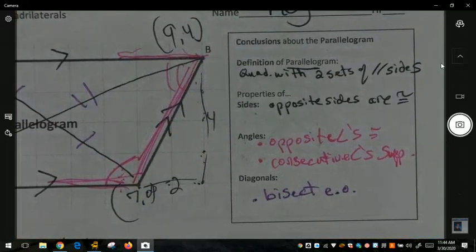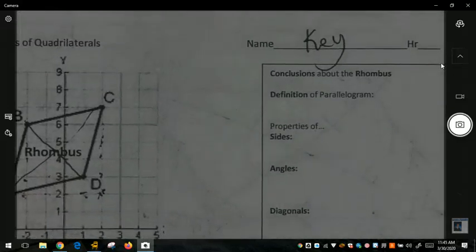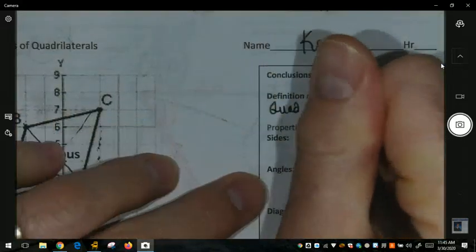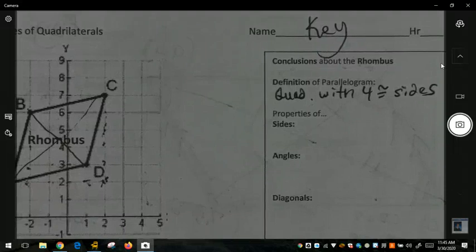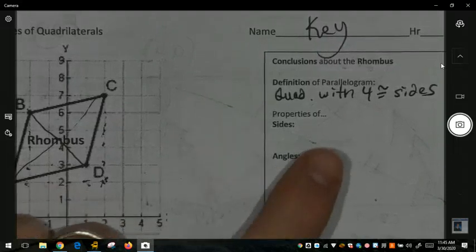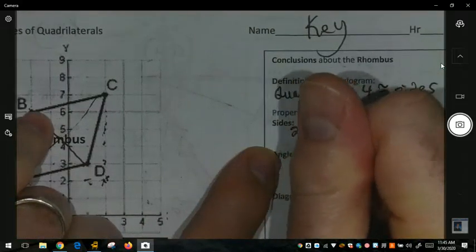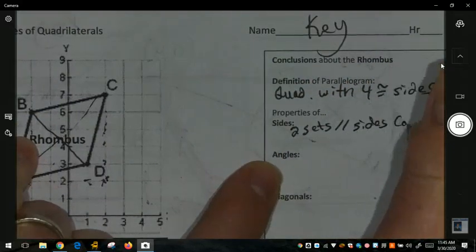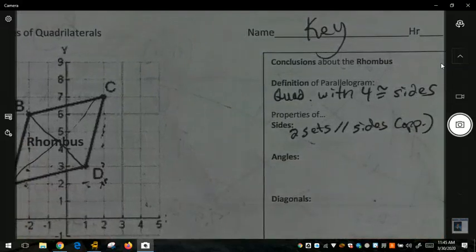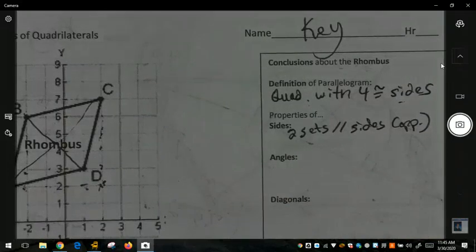So that's our parallelogram. When we look at the rhombus, the definition of a rhombus is actually a quadrilateral with four congruent sides. There's other things that are true about a rhombus, but its definition is that it is a quadrilateral with four congruent sides. Yes, those sides are congruent, but like the parallelogram, it has two sets of parallel sides, or opposite sides parallel. And it also has all four sides congruent, but that's already part of its definition.